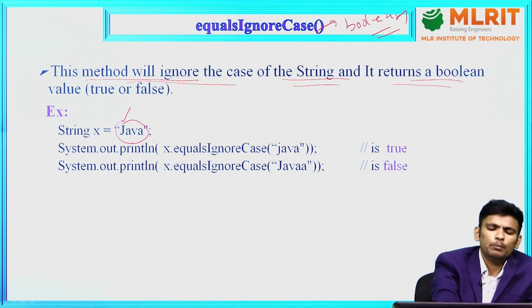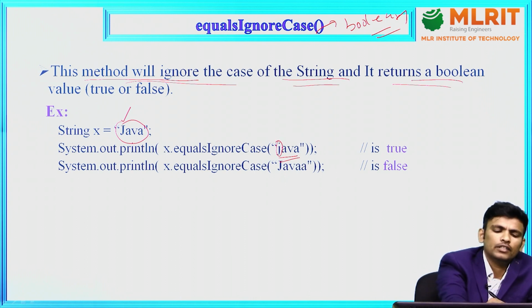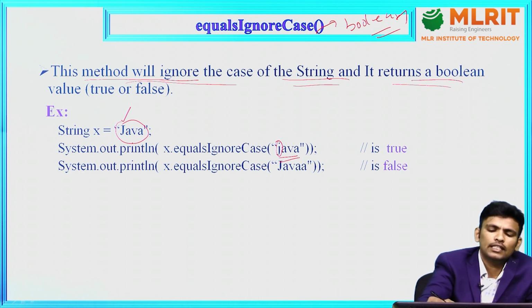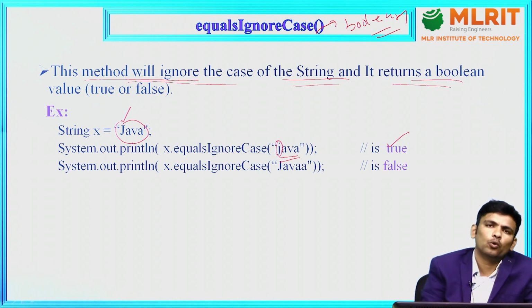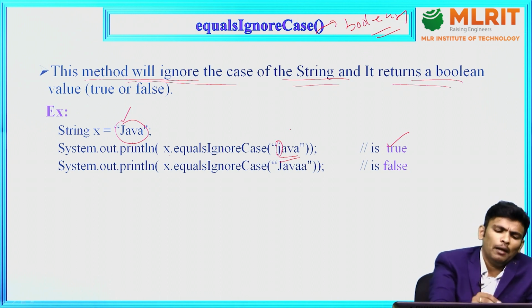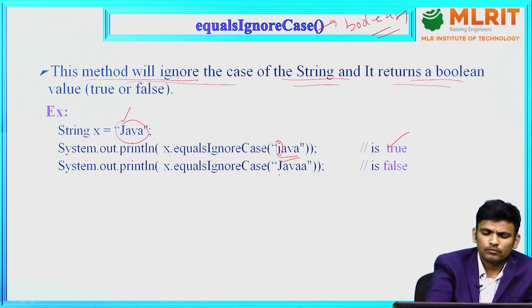Now here I want to perform equalsIgnoreCase. So x dot equalsIgnoreCase of Java. If you observe, the first character here is a small j, and here it is a capital J. In such cases, if you apply equalsIgnoreCase, it will simply return true. It will ignore the case, and the remaining characters are the same. But suppose you apply the same with different content here, Java with one extra a.